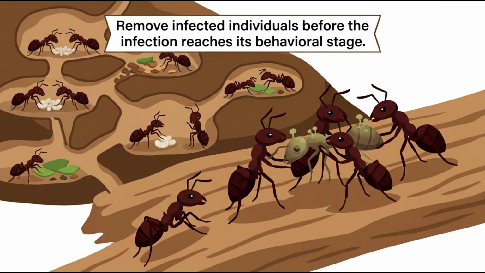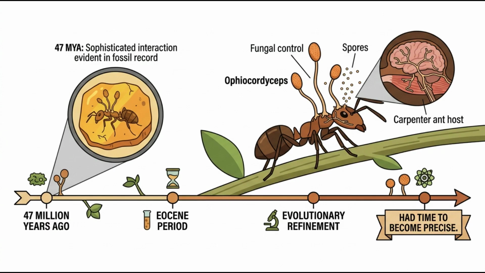The relationship between this fungus and these ants has been going on for a very long time. Fossilized leaves from 47 million years ago showed the same characteristic death grip bite marks. The same position, the same leaf vein, the same locked mandible damage that appears in modern infected ants. The relationship was already sophisticated 47 million years ago. It has had time to become precise.